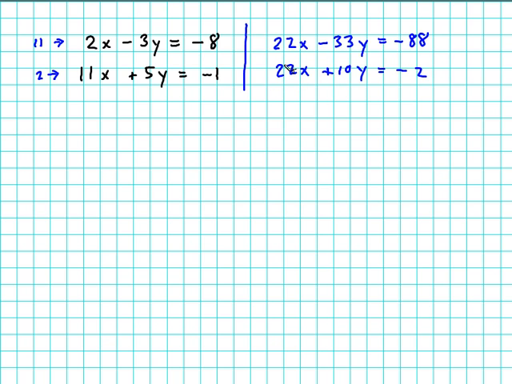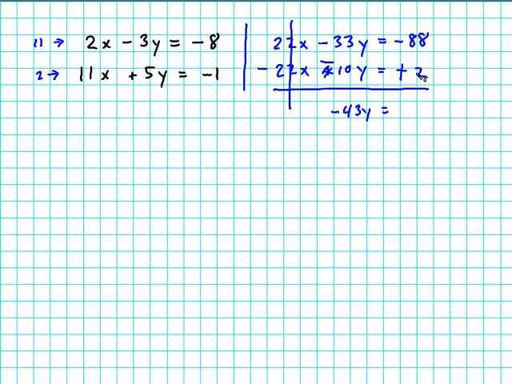the signs on one of them. So let's change the signs here. So multiply through by minus 1, and that becomes a plus. Okay? Now when we add, these go away. 33, minus 33 and minus 10 is minus 43.